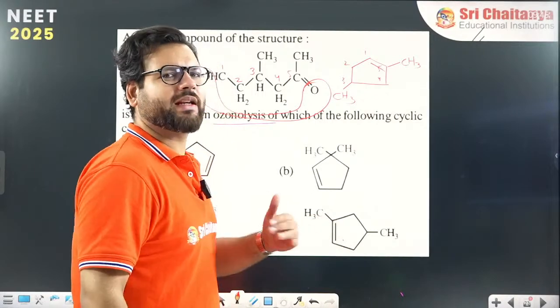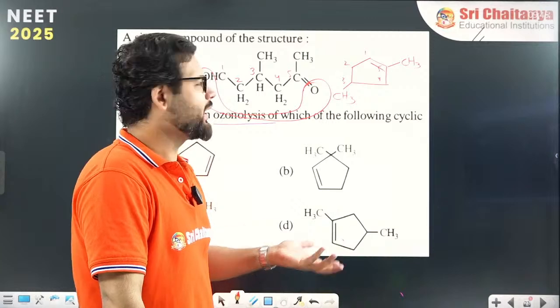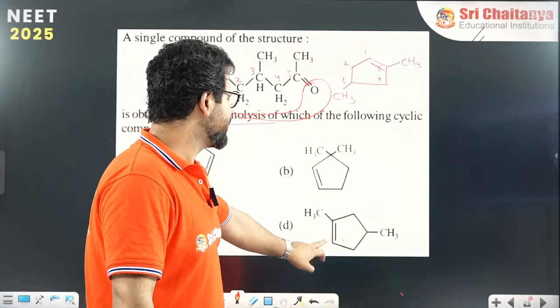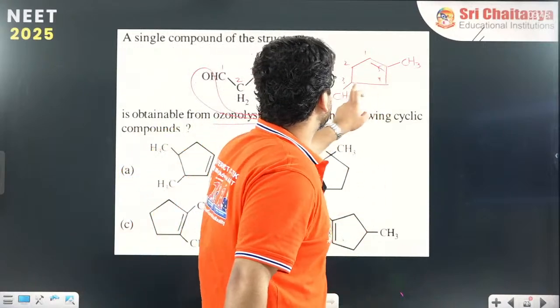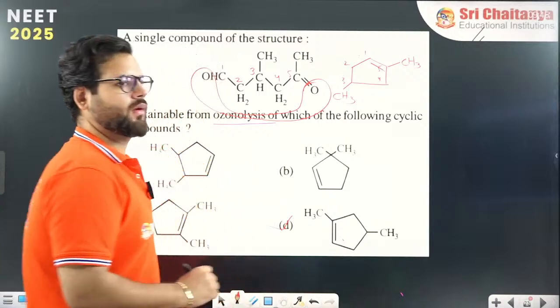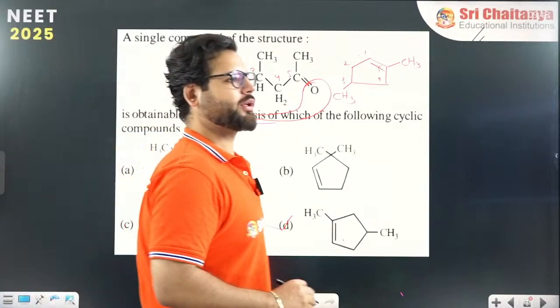Numbering I did just to get the final answer. This is not the real numbering how you should do. So 1, 2, 3, 4, 1, 2, 3, 4. Last option is correct.